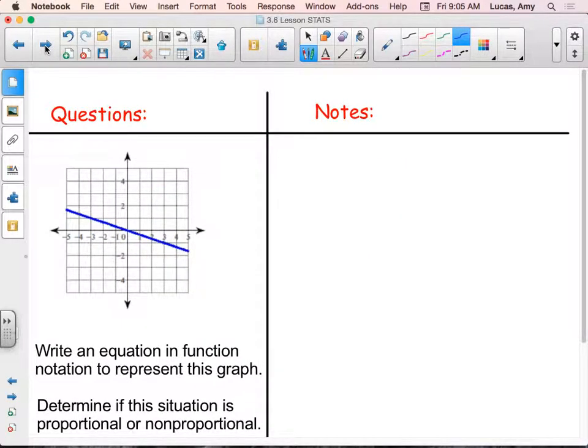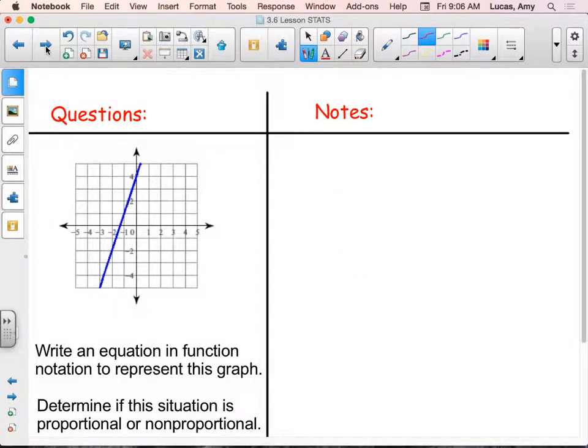Next one, this point looks good to use, and so does this one. So f of x equals, my slope this time is going down 1 over 3. So negative 1/3 x plus this one goes through the origin, so I don't have an intercept. So I don't need to write anything after my x. So yes, this one is proportional. It's a line through 0, 0.